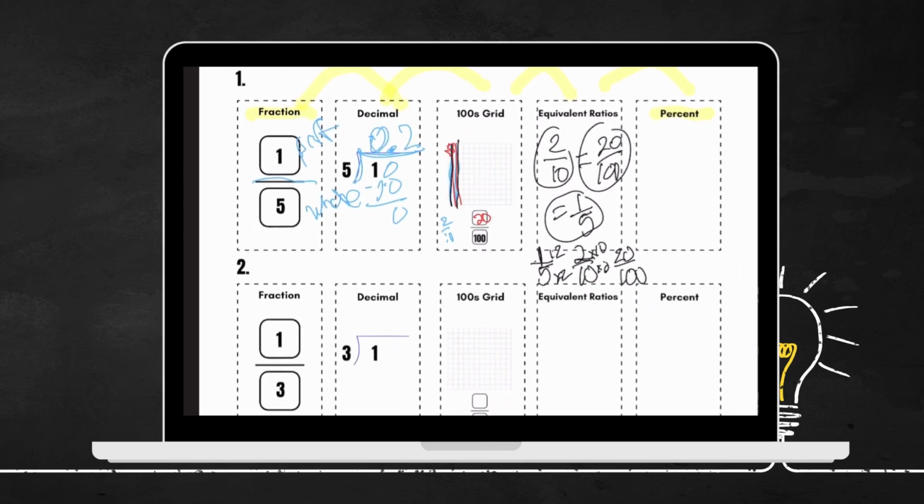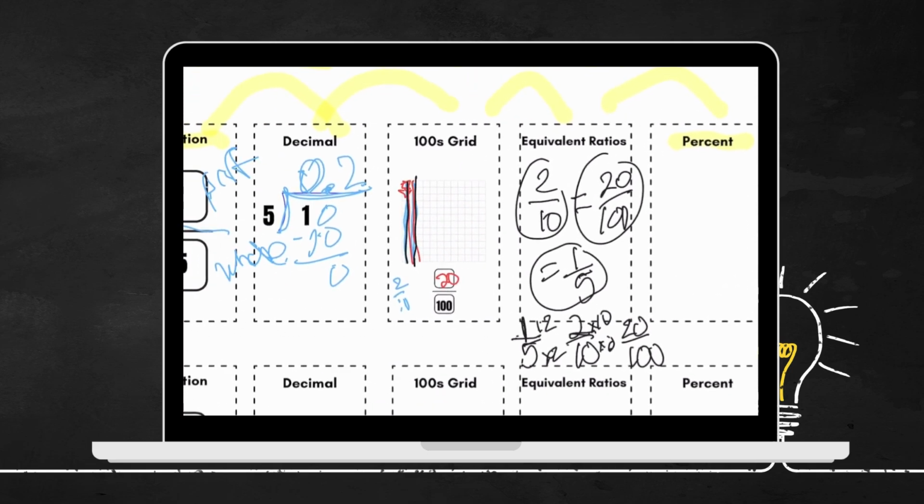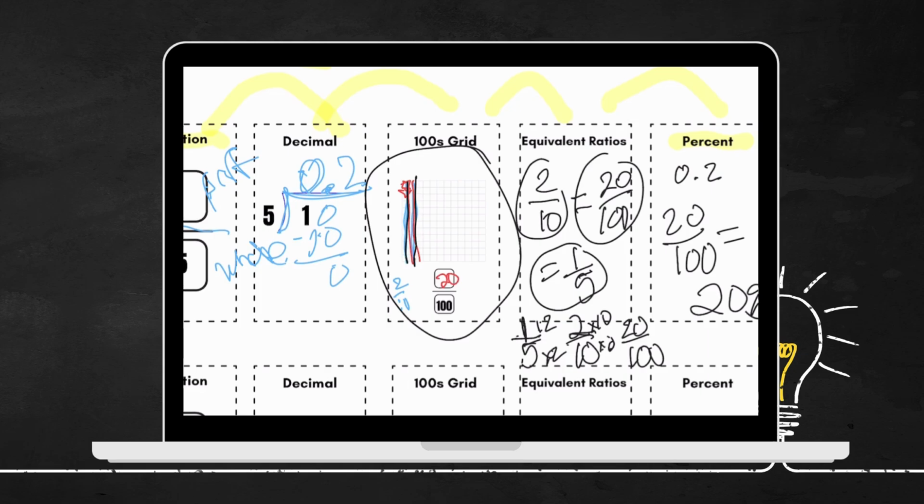Let's finally finish off by writing our percent. So we know as a decimal, 1/5 is 2/10, and we know in our hundreds grid, it's 20 out of 100, which is how we write percentages, out of 100. So that equals 20%. You could also look at your decimal and multiply it times 100. So 0.2 times 100, and that's the same as moving your decimal point 2 times. So again, we get 20%.